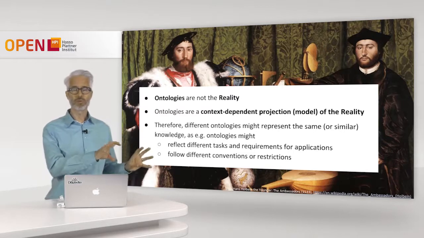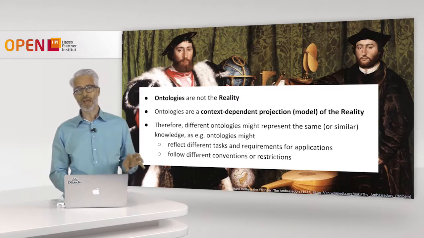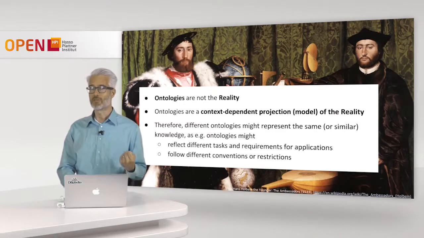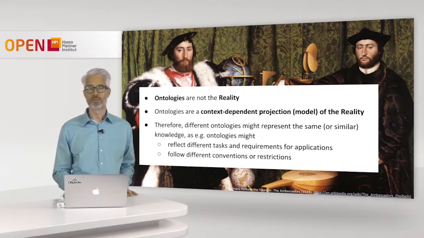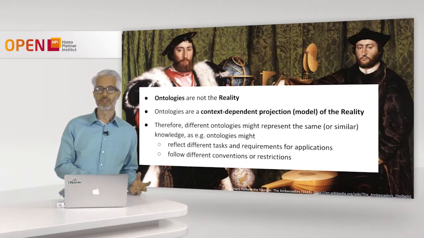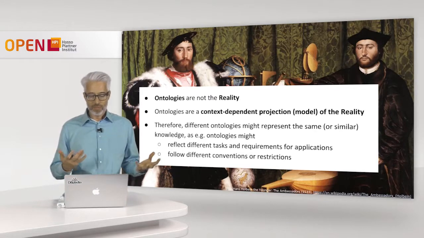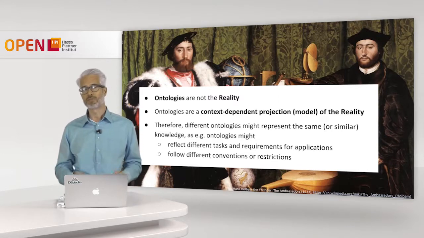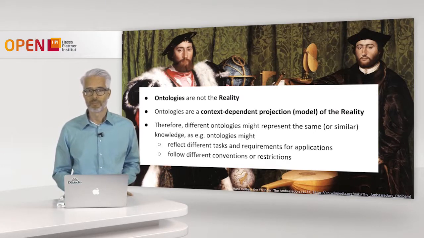And always if you model the reality, you know this maybe from model theory, you only focus on the aspects that are necessary or important for the application you have in mind. So the model is never the reality because you leave out aspects of reality. And simply because of that, different ontologies might represent the same or rather similar knowledge. So ontologies, for example, might reflect different tasks and requirements for the applications that are involved with these ontologies, or they might follow different conventions or restrictions.